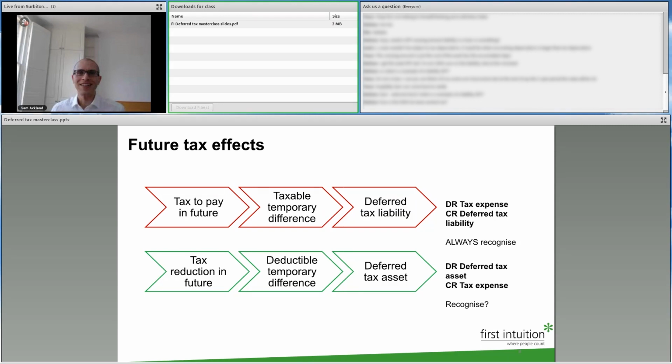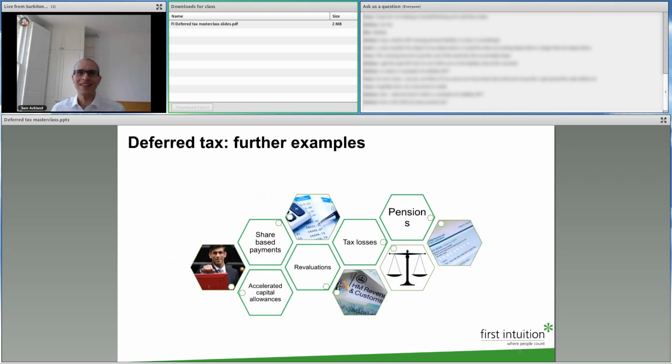You debit deferred tax asset on your statement of financial position, and you credit your tax expense. And I've put there recognize question mark. With a deferred tax asset, we have conditions as to whether we recognize it or not. Essentially that condition is that you must have future taxable profits against which we can recognize this asset, so that we get that tax reduction in the future.